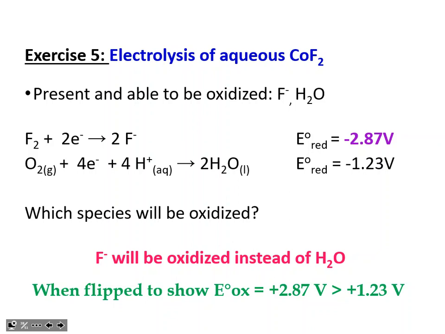Or you can look at just the reduction potentials. As you can see, this one's a more negative reduction potential. So when flipped, it's going to be a more positive oxidation potential.